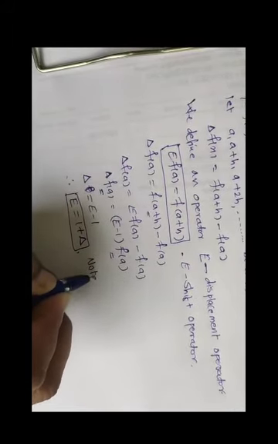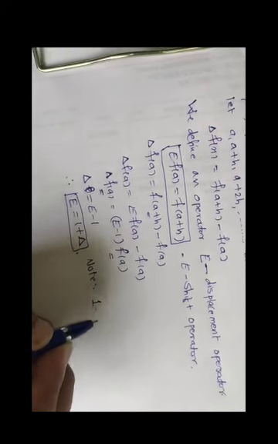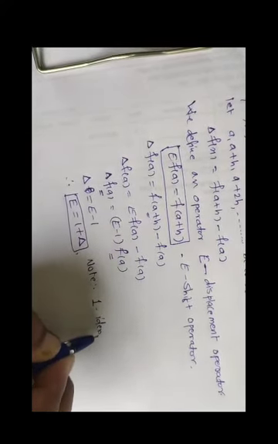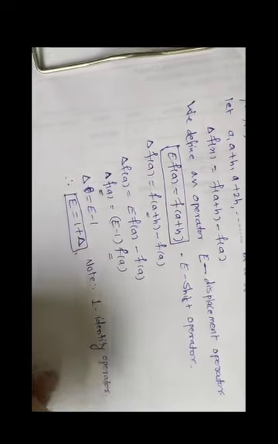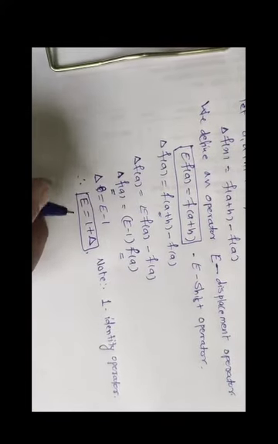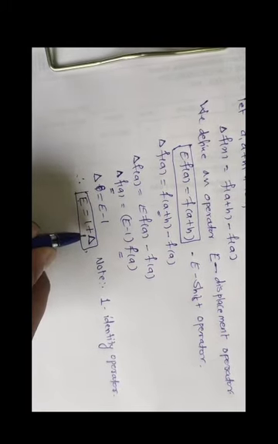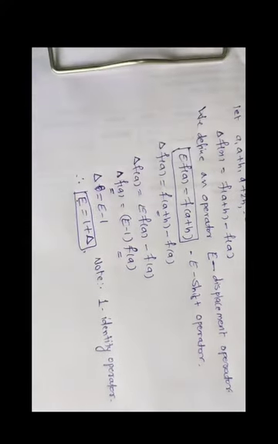Note one thing here: this 1 is nothing but the identity operator. Remember this. It is the identity operator, not a general one. So here we get a relation between E and delta, and that is E is equal to 1 plus delta.